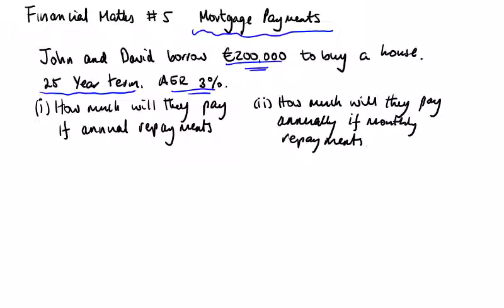Like in Financial Maths 4, we look at what happens if they pay annually, which is very unusual in mortgage payments. Monthly is more common, and we look at the difference here between the annual, which should be very small, and the monthly. So how much will they pay annually? Just write down your terms.